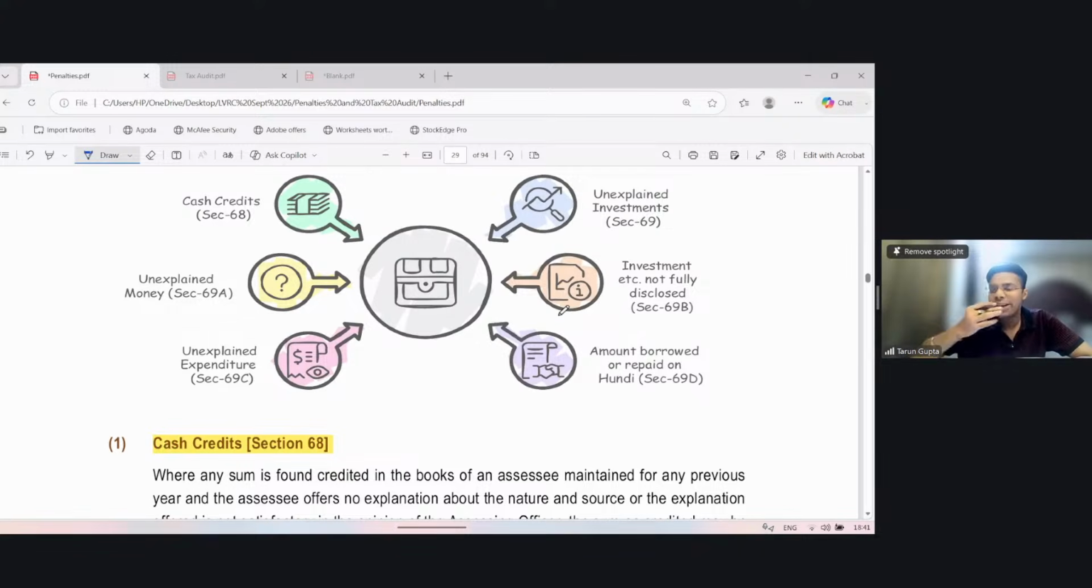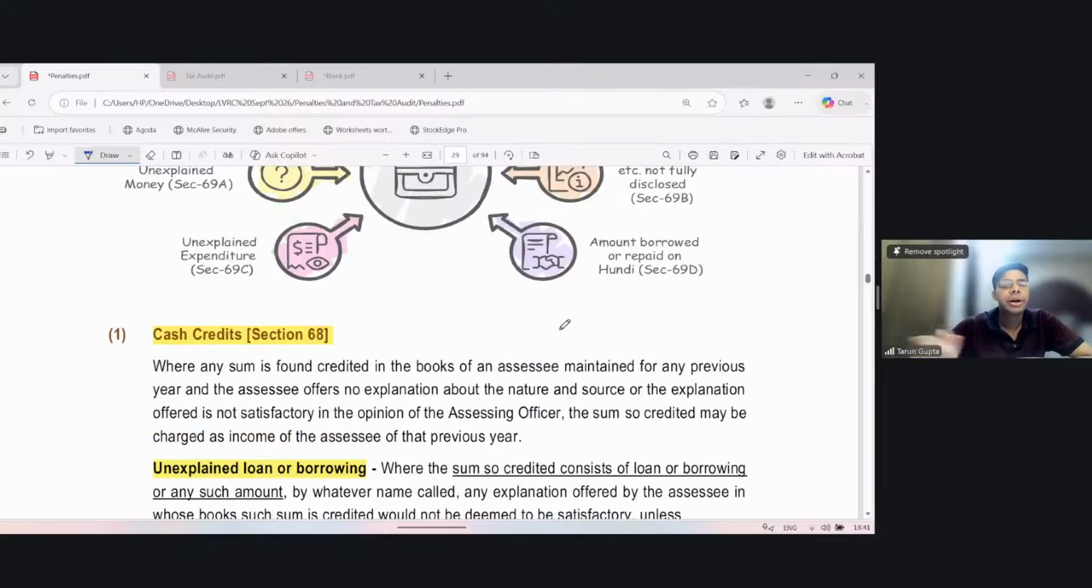The first section is cash credit, section 68. What it says is, if any amount is found credited in your books of account and the assessee could not offer an explanation to the satisfaction of the AO, then such amount shall be added under section 68.